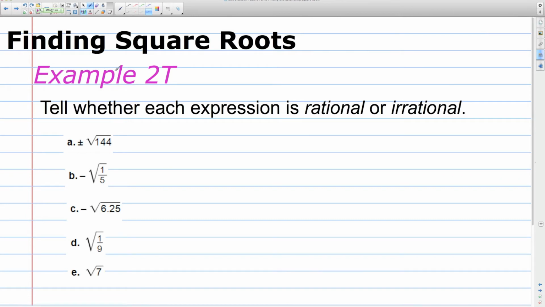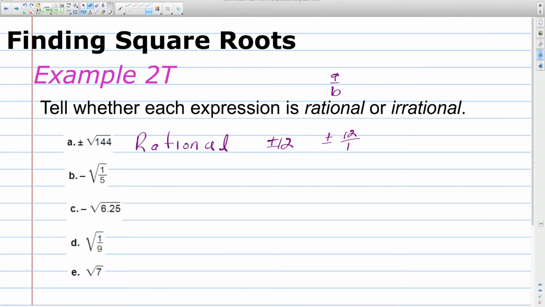Finding square roots, example 2t. Here we're told to tell whether each expression is rational or irrational. Remember, rational is in the form a over b, a fraction, and irrational is a number that can't be. So here, part A, the positive and negative square root of 144, well, that's going to be rational. And the reason that's rational is we can take the square root of 144. What number squared is 144? Well, that's 12. So since we have positive or negative 12, and that can be written as positive or negative 12 over 1, it can be written as a rational number or a fraction, a over b.